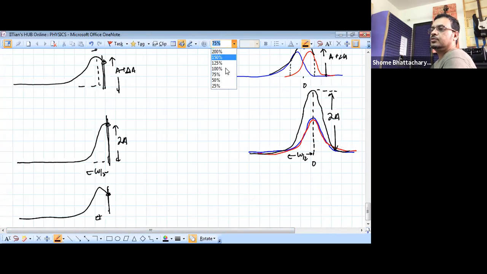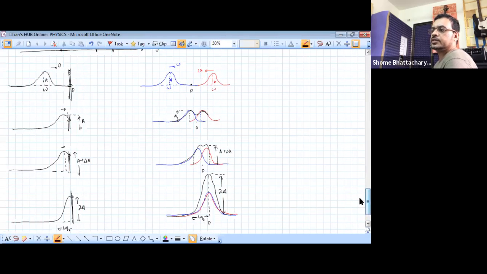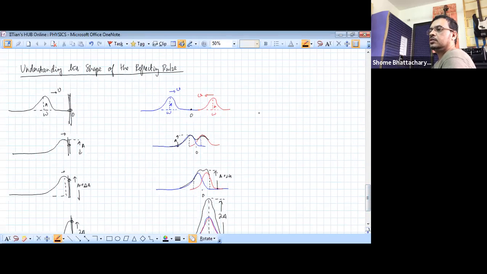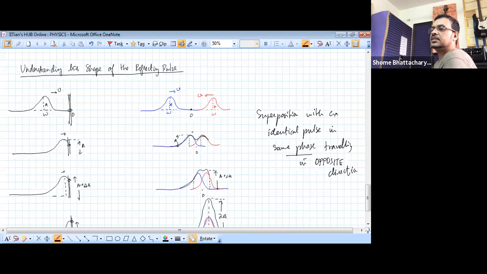So this is the method you can use by comparing the half space in this situation with the half space in a situation where there is superposition with an identical pulse in the same phase, but traveling in the opposite direction. There, as they superimpose, the symmetry point O is forced to have maximum possible displacement.